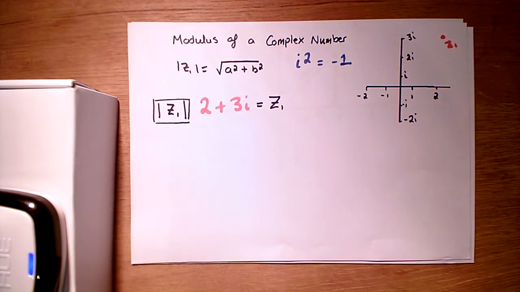Obviously a and b can be positive or negative numbers. They're elements of the set of real numbers. So now, what is the modulus? The modulus is essentially just a measure of distance. It is what we find when we plot a complex number.